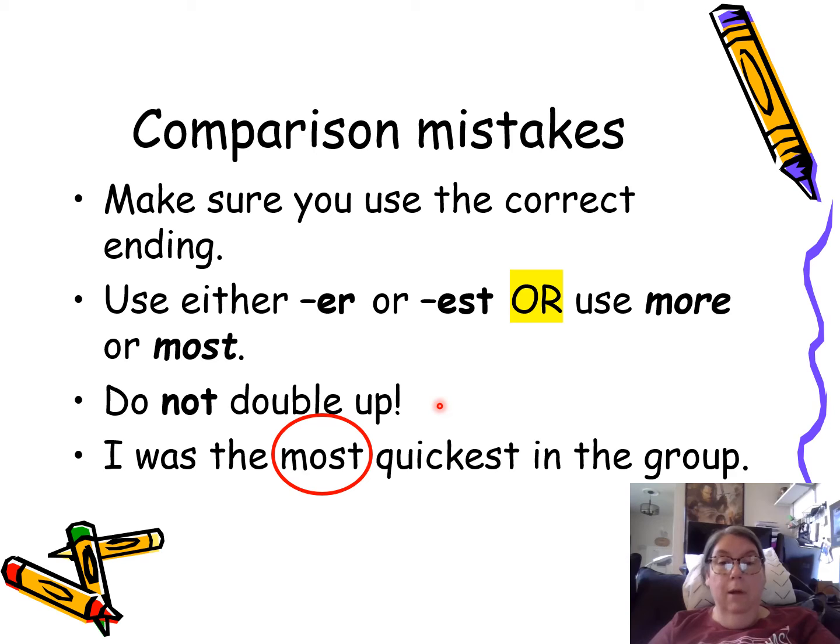And do not double up. Don't use most and est or most and er or more and er or more and est. Just use one or the other. As in this example, I was the most quickest in the group. I don't need most. I have est on here.